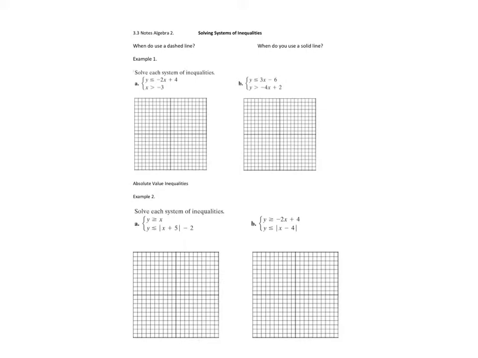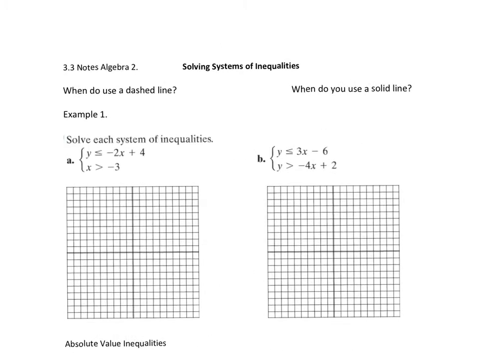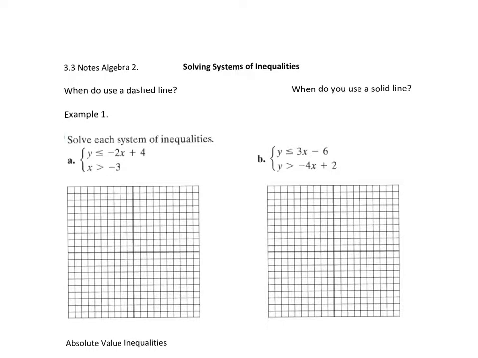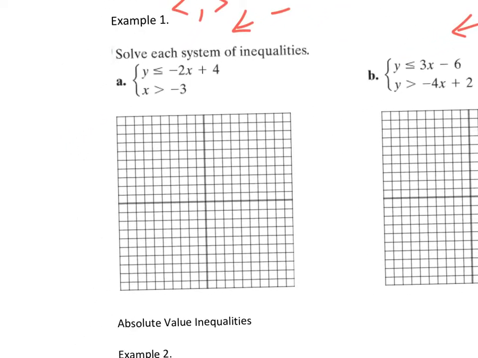Just like you have a system of equations, you can have a system of inequalities. An inequality just uses less than or equal to, greater than or equal to, less than, or greater than symbols. So just to review, you use a dashed line when you have a less than or greater than symbol, and you use a solid line when you have less than or equal to or greater than or equal to.